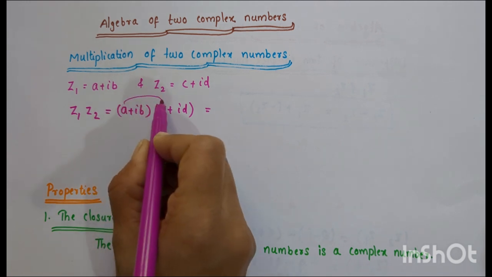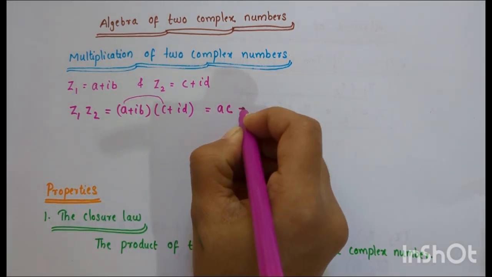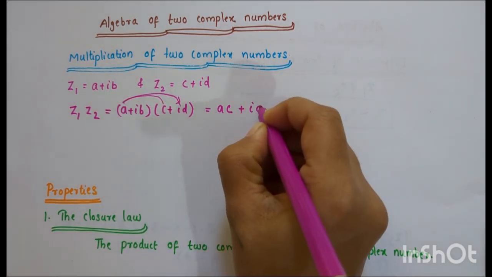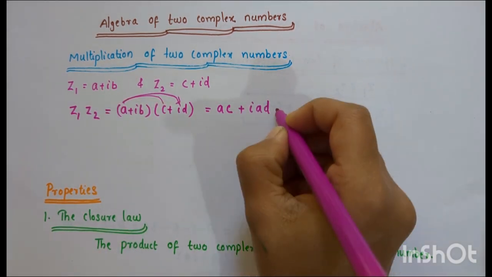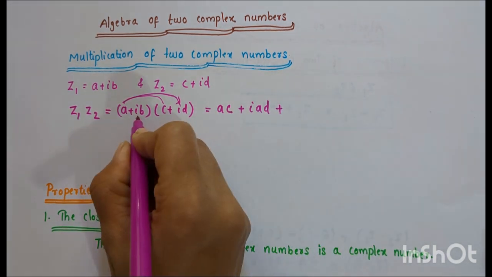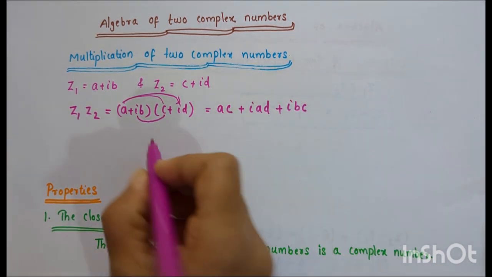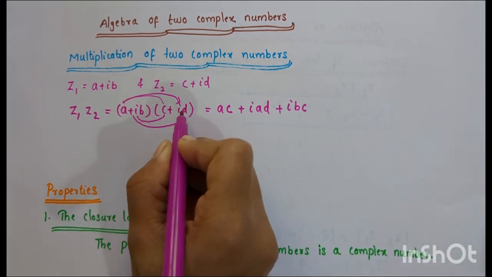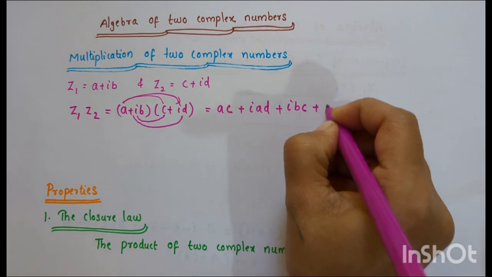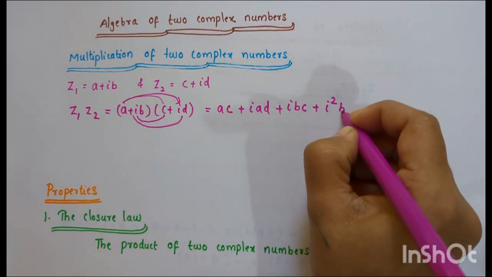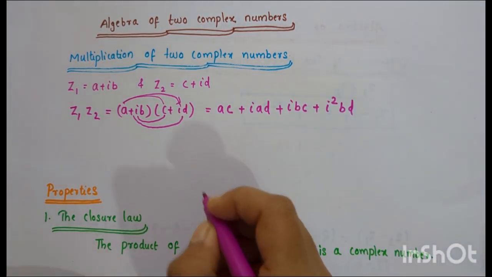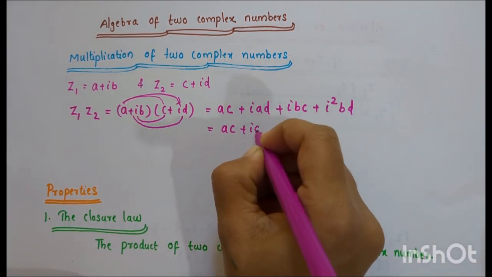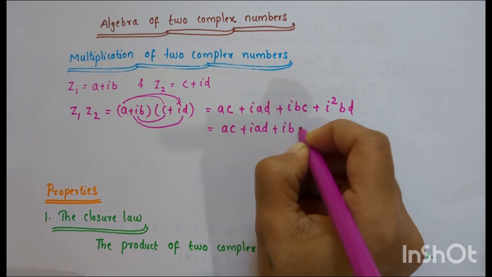a into c, which is ac, plus a into id, which is i into ad, plus ib into c, so i into bc, plus ib into id, which is i square into bd. Now this will be equal to what? ac plus i into ad plus i into bc.